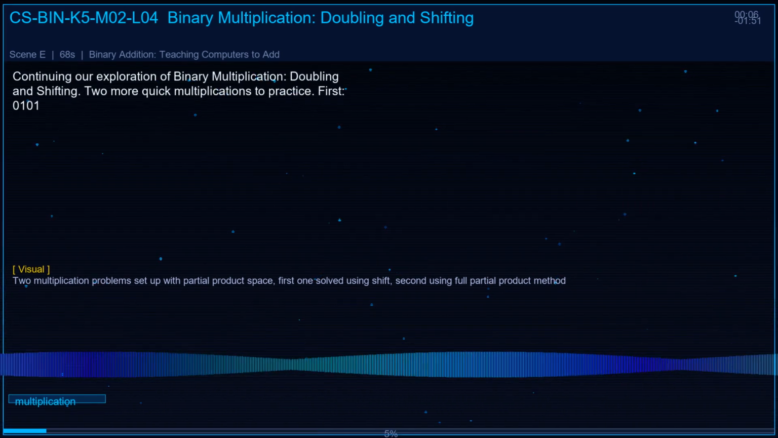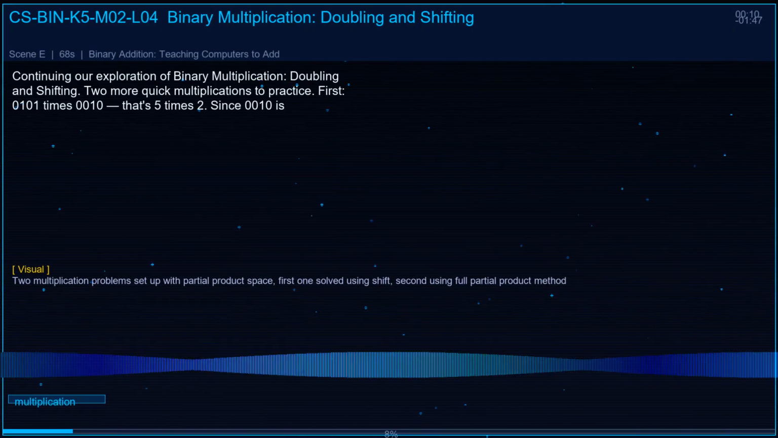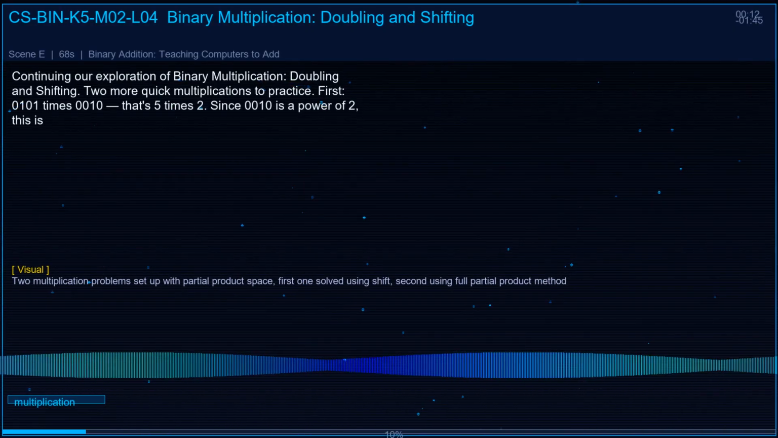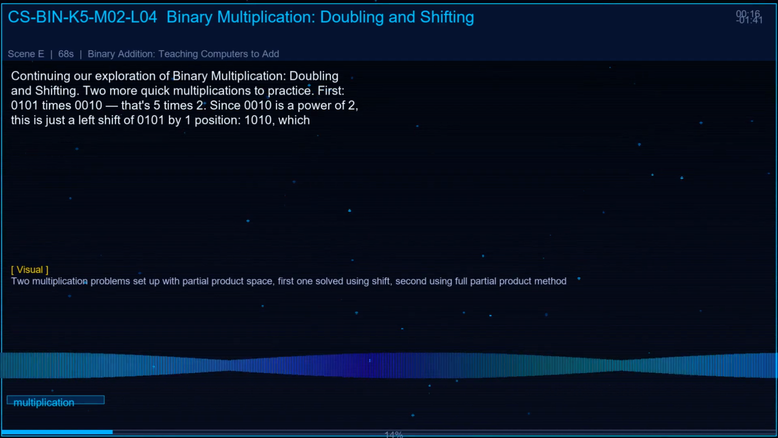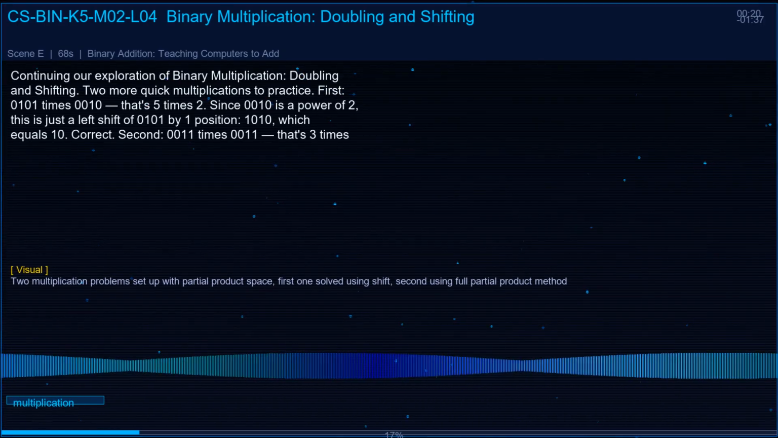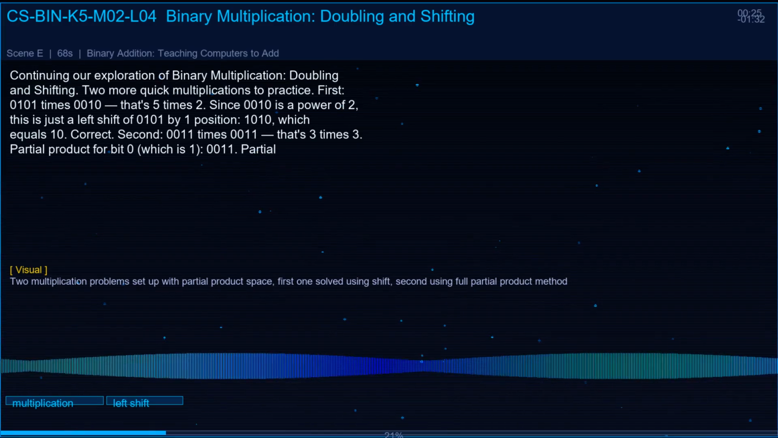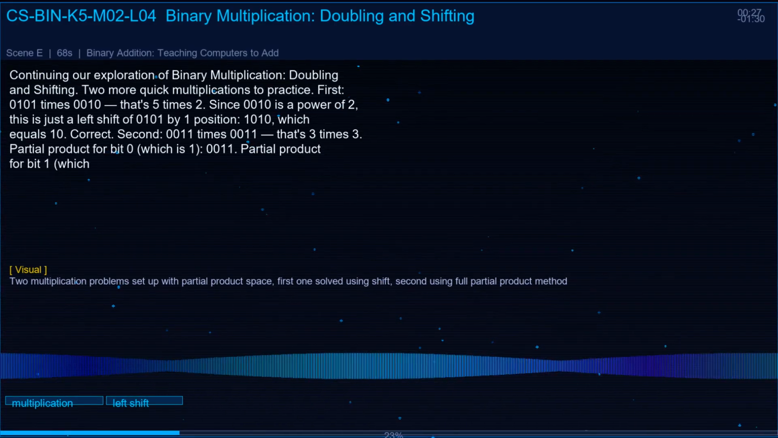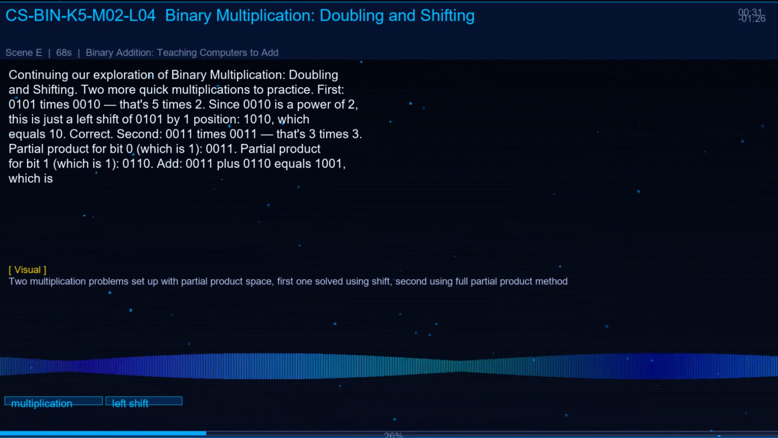Two more quick multiplications to practice. First, 0101 times 0010, that's 5 times 2. Since 0010 is a power of 2, this is just a left shift of 0101 by 1 position, 1010, which equals 10. Correct. Second, 0011 times 0011, that's 3 times 3.